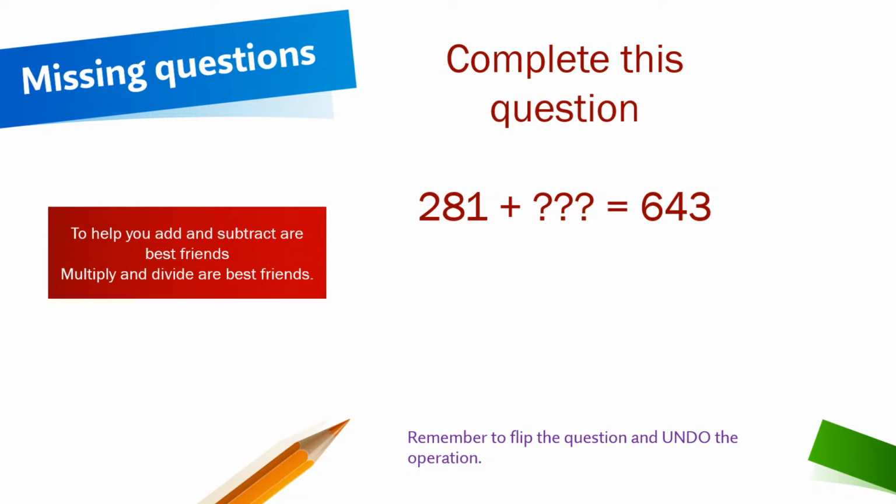Here's a question. It says, complete this question. 281 plus something, something, something equals 643. And to help with this learning, we've got to remember that add and subtract are best friends, and multiply and divide are best friends. So when we're undoing it, look what Mr. Harris does. That moves over there. That moves over there. And we change it to take away.